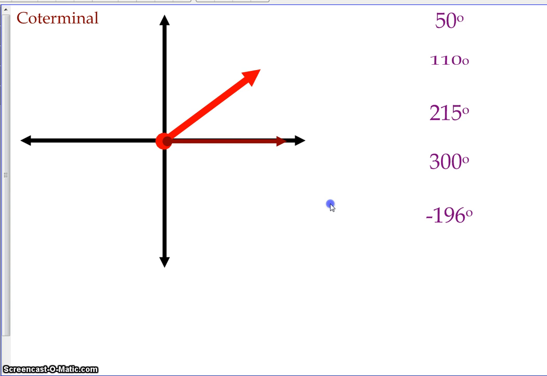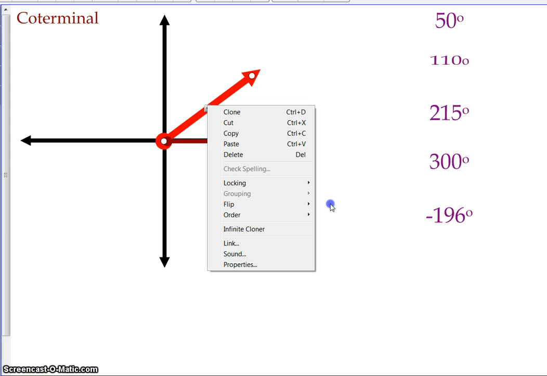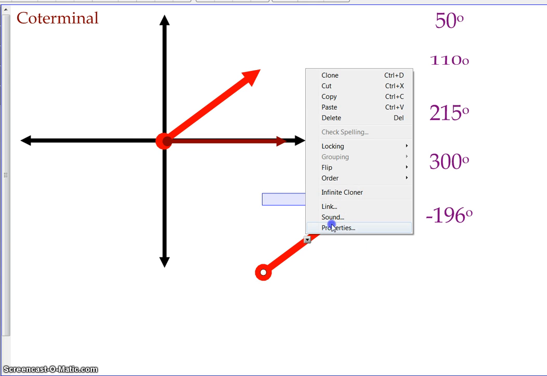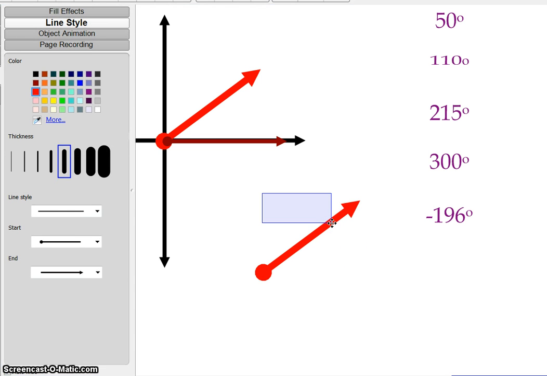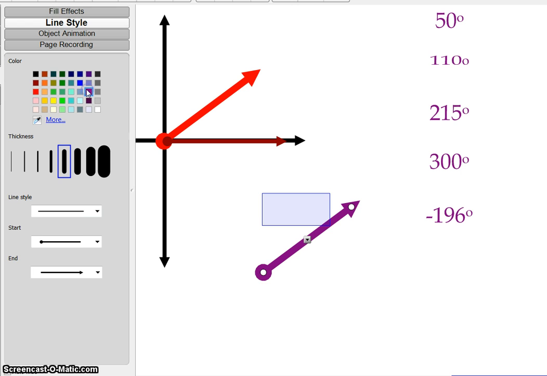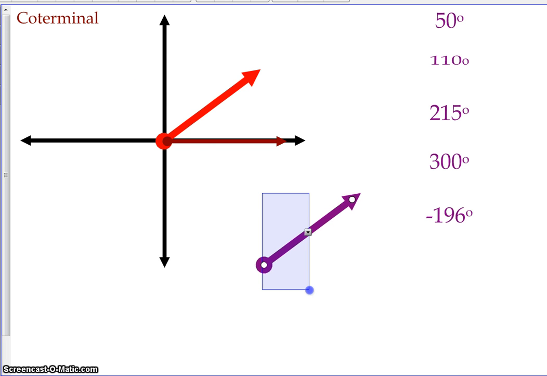What they're saying is coterminal is there's another angle that ends at the same place as that 50 degrees. Well, one way you could do coterminal, I'm going to do this. I'm going to copy this here. All right. I'm going to paste it. I'm going to change the color. Let's make it that color. Oh, it didn't change it for some reason. Let's see if I can change that color. Here we go. There we go. Change the color.